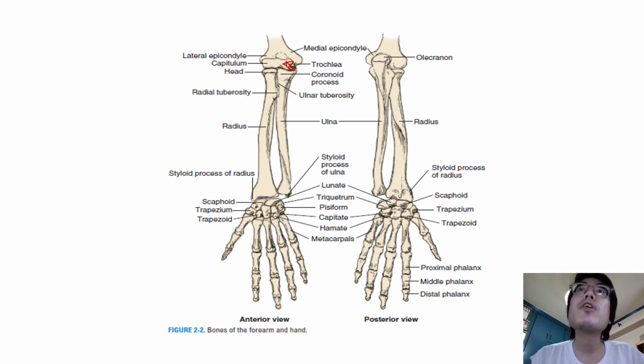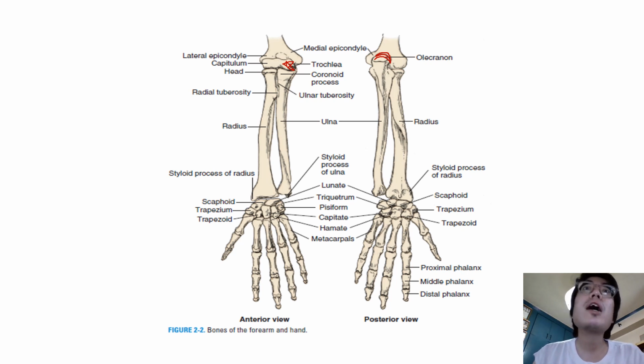The olecranon fossa, better seen here in posterior view, is a posterior depression above the trochlea of the humerus that houses the olecranon of the ulna on full extension of the forearm. The coronoid fossa, better seen here anteriorly, is an anterior depression above the trochlea of the humerus that accommodates, this time, the coronoid process of the ulna when the elbow is flexed.